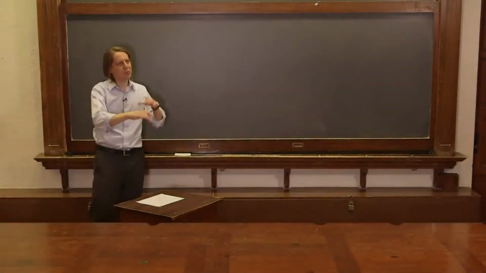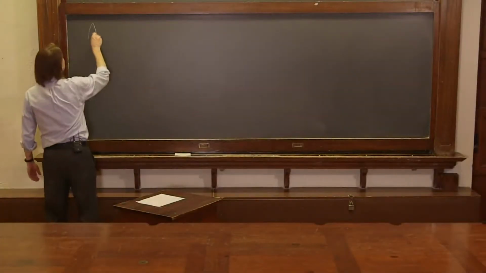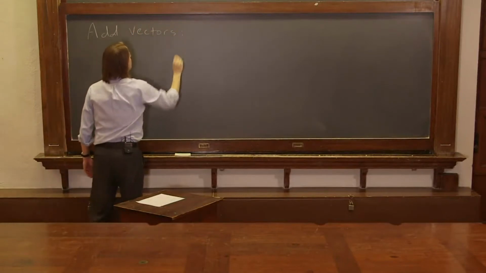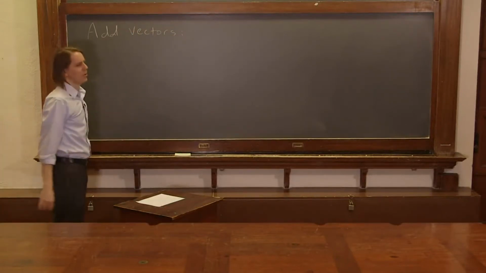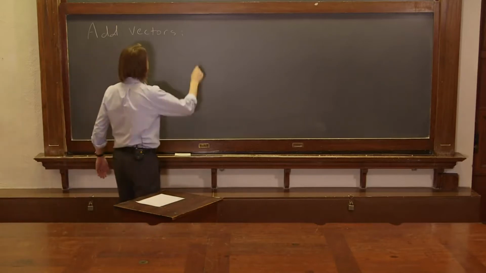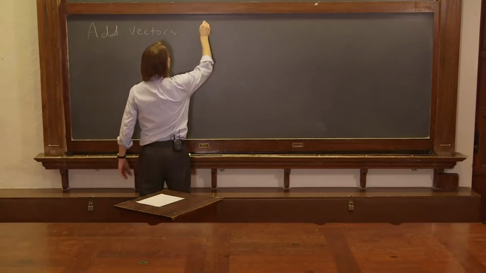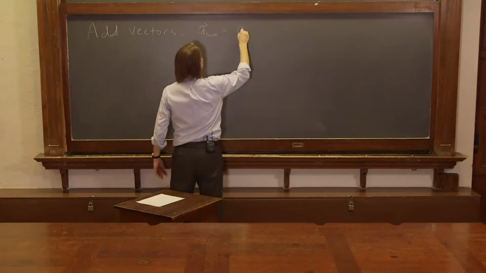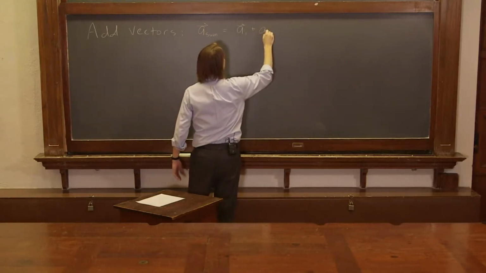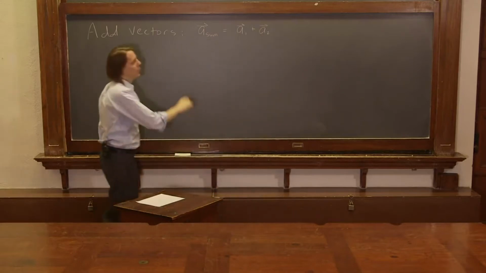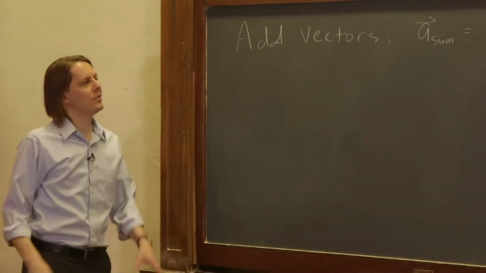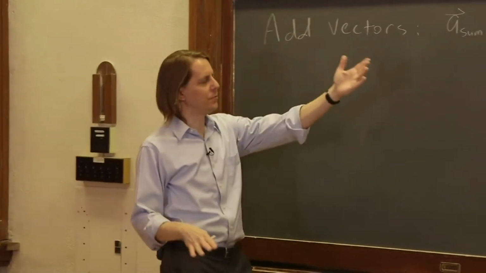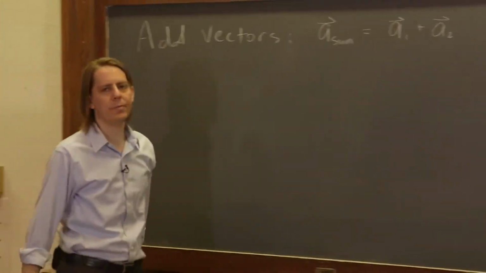In addition to jumping between polar and Cartesian, you also might need to add vectors. So now let's think about accelerations just for fun rather than v's. Let's say we're looking for the sum of two accelerations. So a sum is a1 plus a2. For whatever reason, a mass is experiencing two accelerations in different directions, and we want to know the total. Therefore, we just have to add them to get the total.